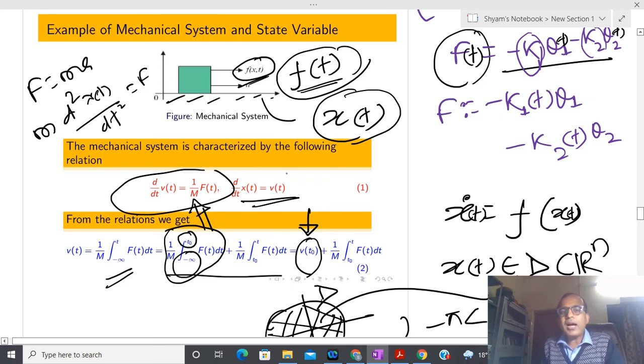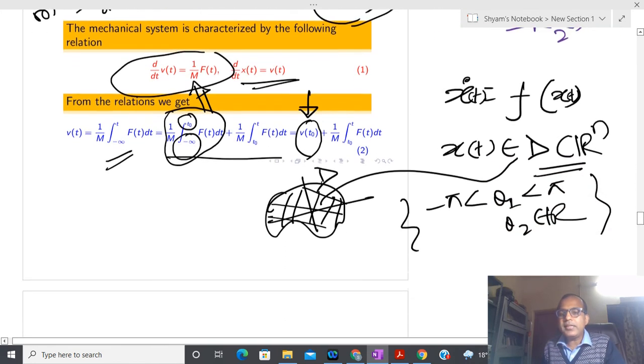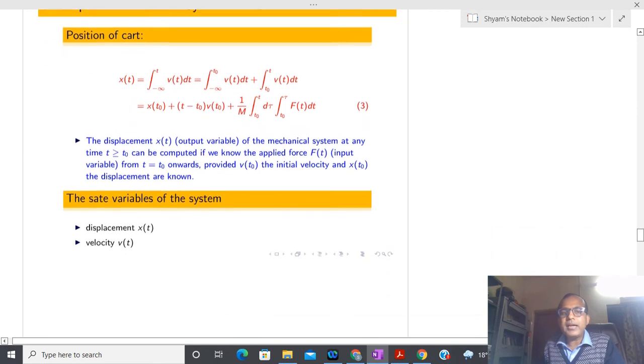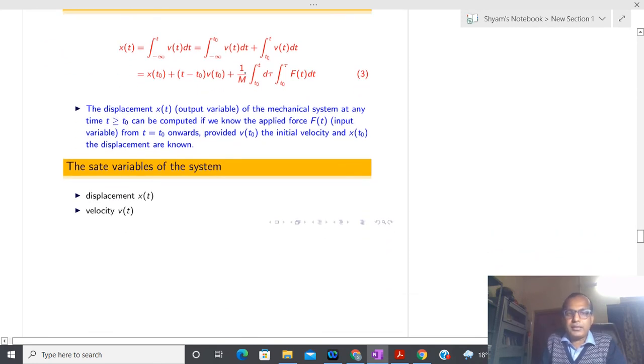Now I have to understand x(t). In order to understand x(t), in place of V(t) I have to substitute this, and if you substitute this, then you can see this kind of integral comes into the picture. Again you can apply the same logic, because to calculate x(t) I have to integrate from minus infinity to t0. I don't know whether initially the object has some velocity or not. So due to that reason I have integrated from minus infinity to t0, or I don't know the reference frame.